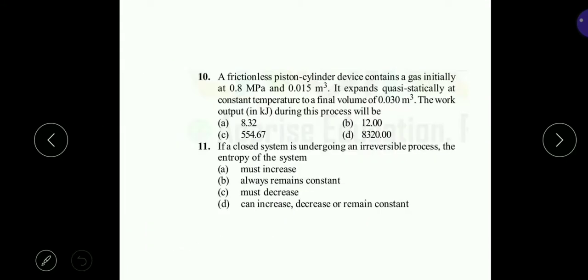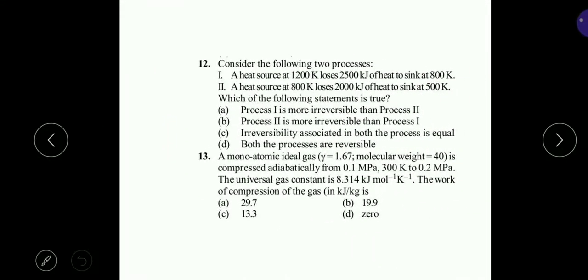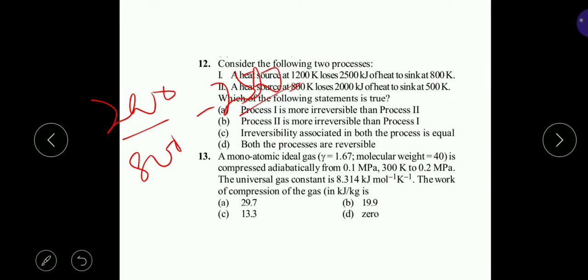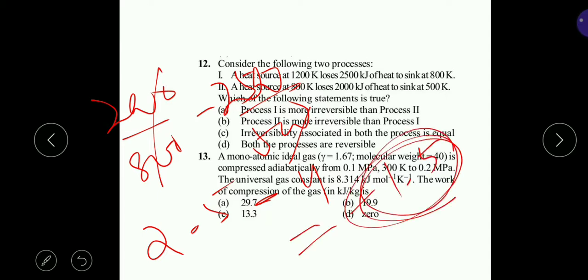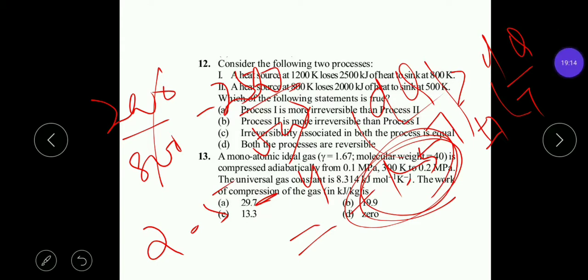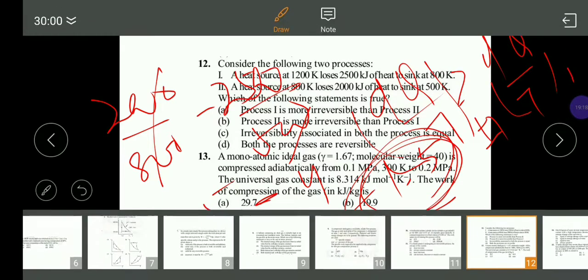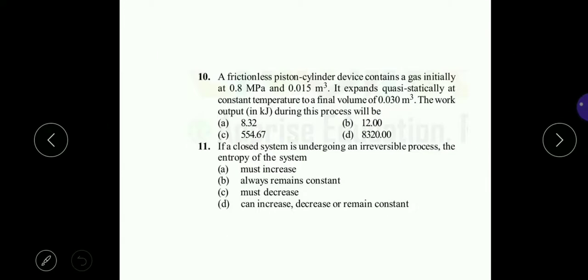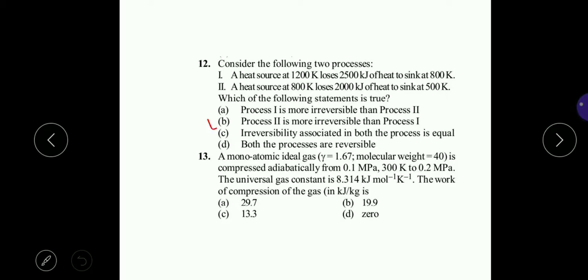Likewise you can calculate for the next process. For the next process I can write 2000 by 800 minus 2000 by 500. You can get this value: 2.5 minus 4, so here you can get minus 1.5. So process 2 is more irreversible because its dQ by T magnitude is greater than dQ by T for process 1. So you can tell that process 2 is more irreversible, so option B will be the right answer here.